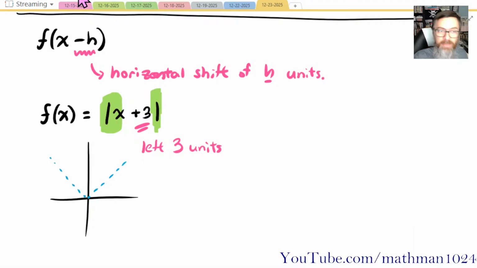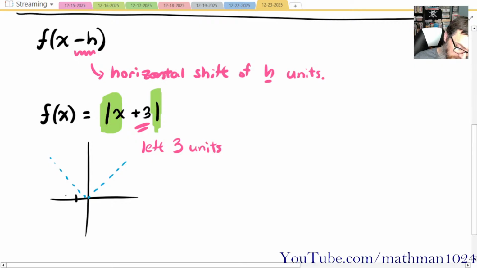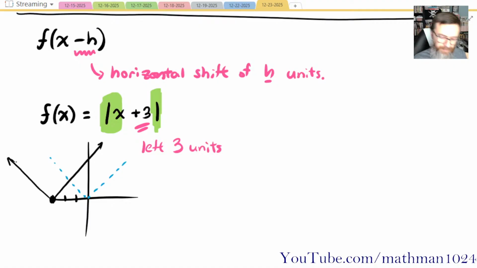Now, having that plus 3 on the inside, we said we'll go to the left 3 units. So we're going to redo my vertex right there. And then we've got that. So you're just basically grabbing that shape and going 1, 2, 3 units to the left.